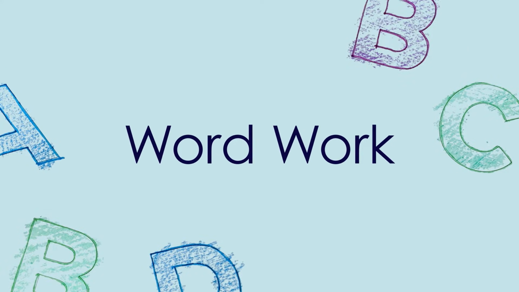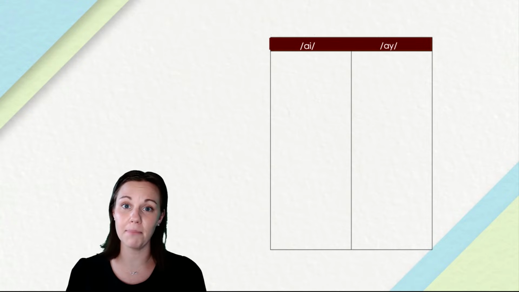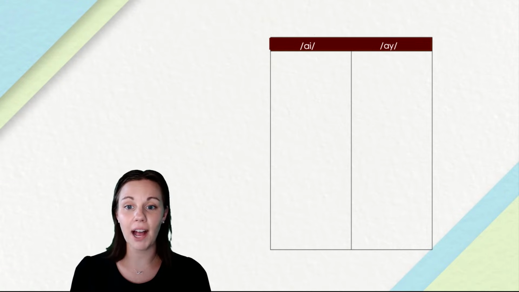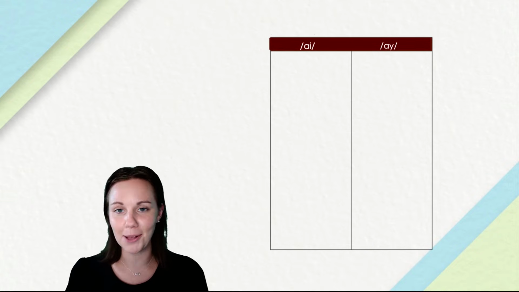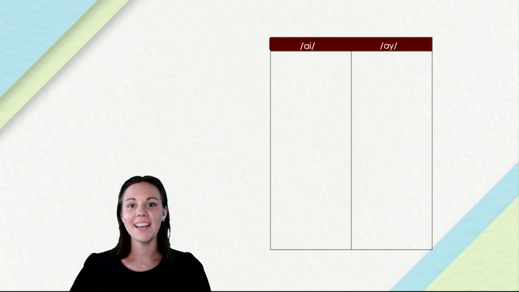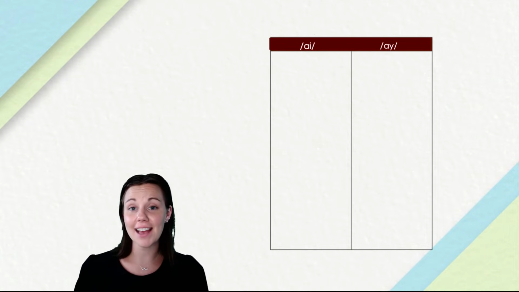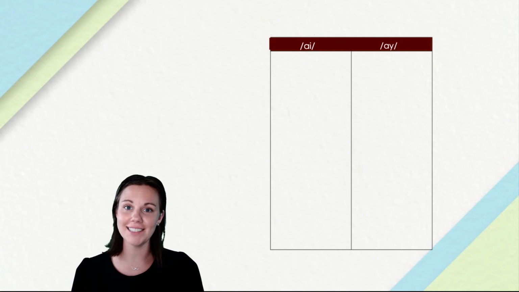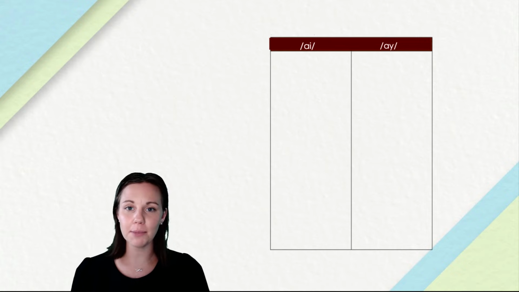Word work. For this part of the lesson, you'll need your paper and pencil. Go ahead and draw this AI-AY chart so that you're ready to spell some of our words. Here we'll use the rule we just learned about when to use AI and when to use AY to help us spell some words correctly. You'll see some pictures appear on the screen and we'll spell the word that's represented by that picture.